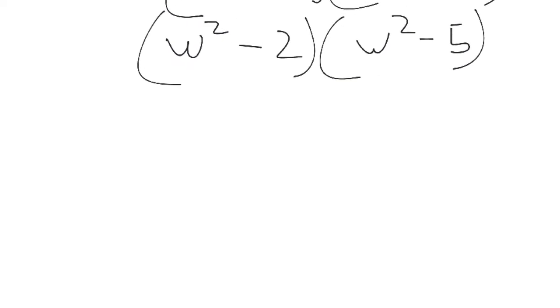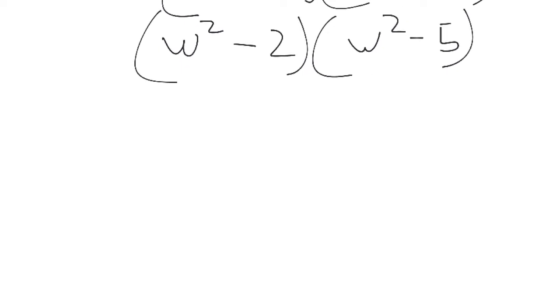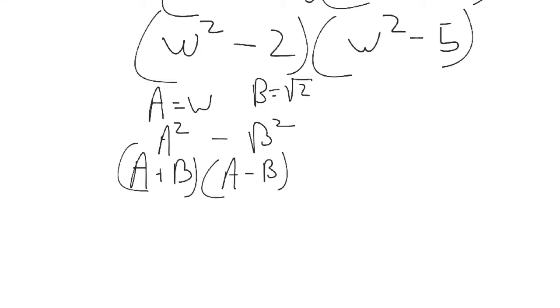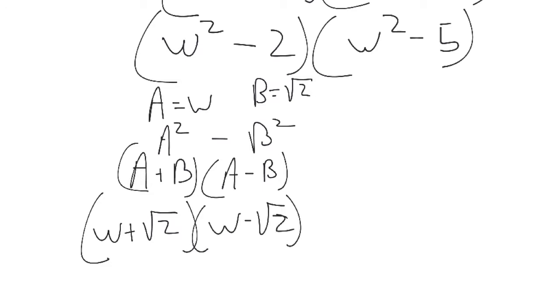we learned how to factor a difference of squares, and I know no easy number times itself is 2, but I can say that here a is equal to w and b is equal to square root of 2. So what I really have is a squared minus b squared, which is the same thing as a plus b times a minus b. So back substituting one more time, I get w plus square root of 2, w minus square root of 2. And it's the exact same thing that's going to happen over here.